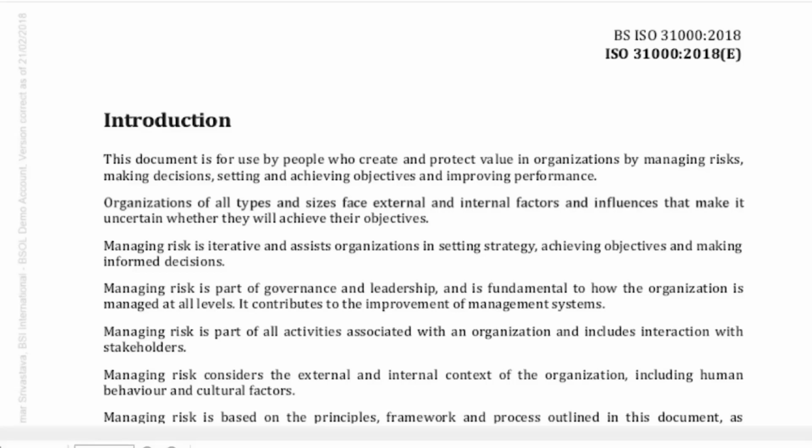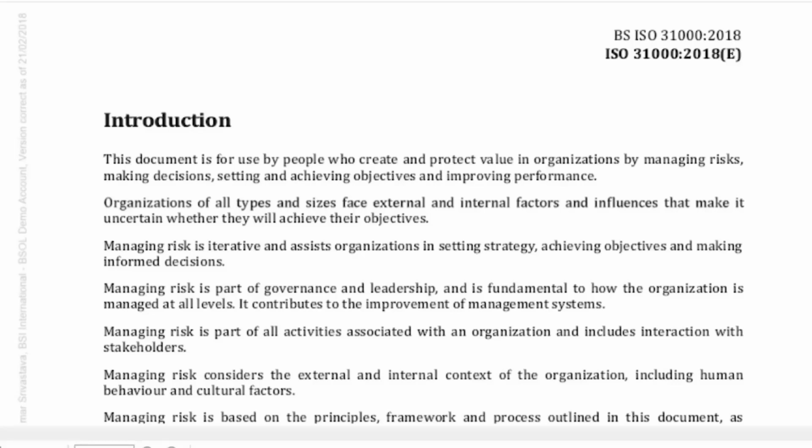Third aspect, as I told you, is that risk management is iterative, and it helps us in setting what the strategic objectives of the organization should be. How do we achieve the objectives and make informed decisions? Then the next point is integration. Risk management is part of governance and leadership, and it is fundamental to how the organization is managed at all levels. It contributes to the improvement of the management system. So unless and until you have the support from governance and leadership, you will not be able to effectively implement the guidelines of the standard.